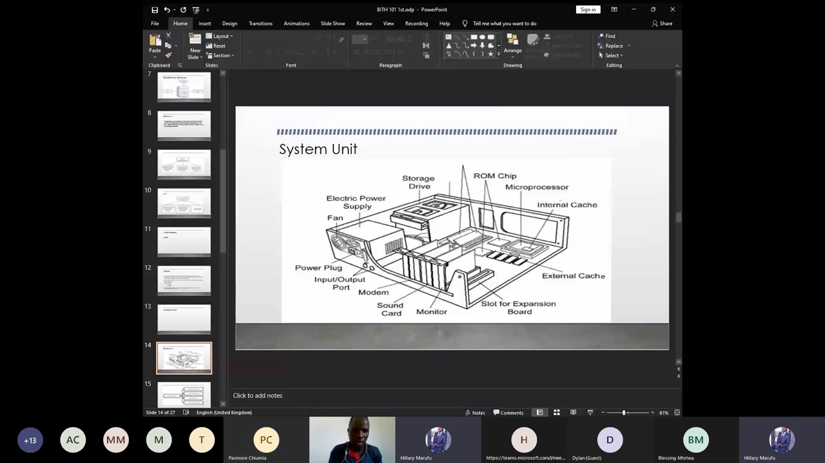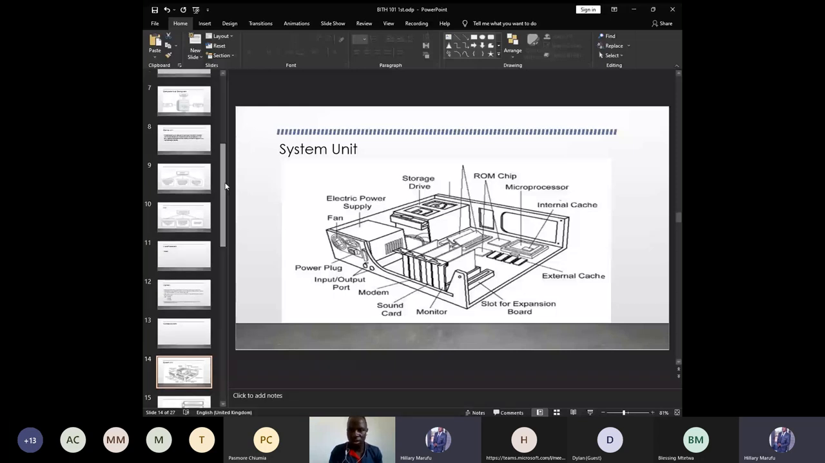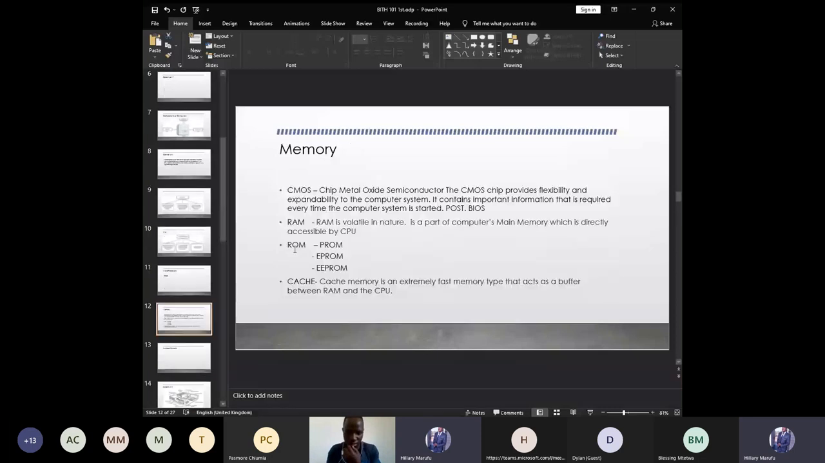Remember we talked about, let me show you, we talked about read-only memory, programmable read-only memory, EEPROM. So this is where these are going to be housed.